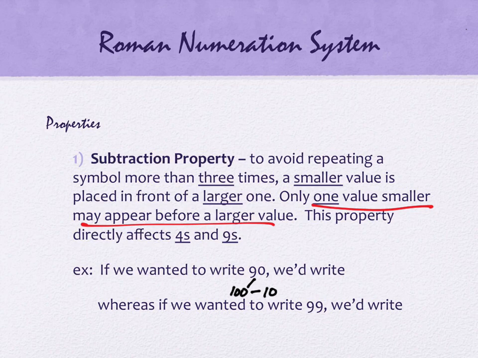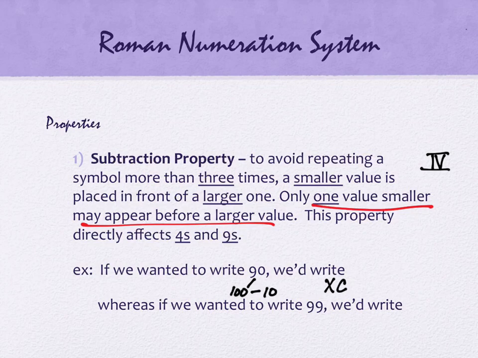So we would write then, if it's 100 and then it's 10, we would write the number 100, which is C, and then in front of it, we'd write the value 10, which is an X. So if the smaller value comes before the larger value, it's a subtraction feature. And you guys know that because you've seen the number 4 written as IV, right? The I, the 1, comes before the V, the 5, so it's 1 less than 5, which makes this number 4.